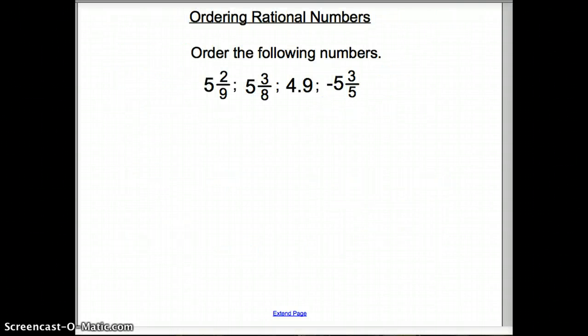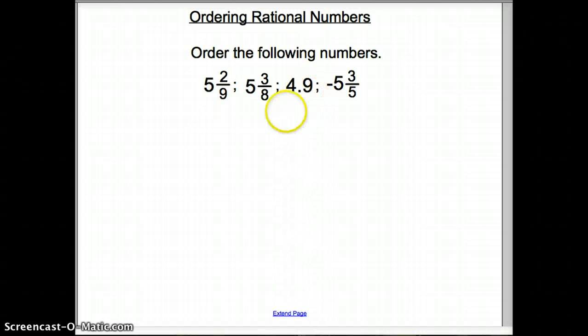Now we are going to order the following numbers. Now we have to be careful here. The first thing we have to do is to make sure that our fractions and our decimals are all in the same form, all fractions or all decimals. We can't have both. So since we have 3 fractions and 1 decimal, it would be nice to make this a fraction. And so I'm going to change it into a fraction right now.